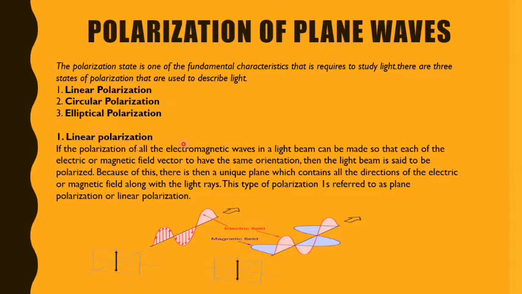If the polarization of all the electromagnetic waves in a light beam can be made so that each of the electric or magnetic field has the same orientation, then the light beam is said to be polarized. That means if we can make the electric and the magnetic field vectors have the same orientation, then we can say the light beam is polarized. Because of this, there is a unique plane which contains all the directions of the electric or the magnetic field with the light rays. So this type of polarization is referred to as plane polarization, or we can say linear polarization.